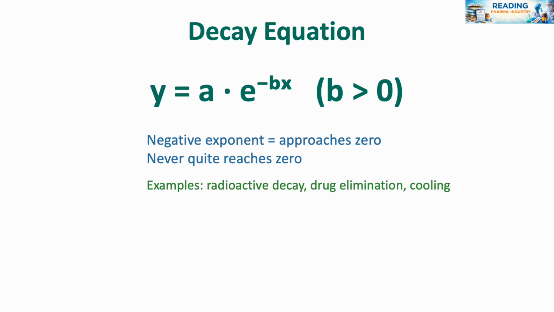For decay, we just make the exponent negative. So in this case, y equals a times e to the power of minus bx. Now the curve starts high and decreases, and it will approach 0, but it will never quite reach 0. And again, there are examples of this kind of curve, and these include radioactive decay, in pharmacology the process of drug elimination, and also in material science the cooling of hot objects, which follows Newton's law of cooling.